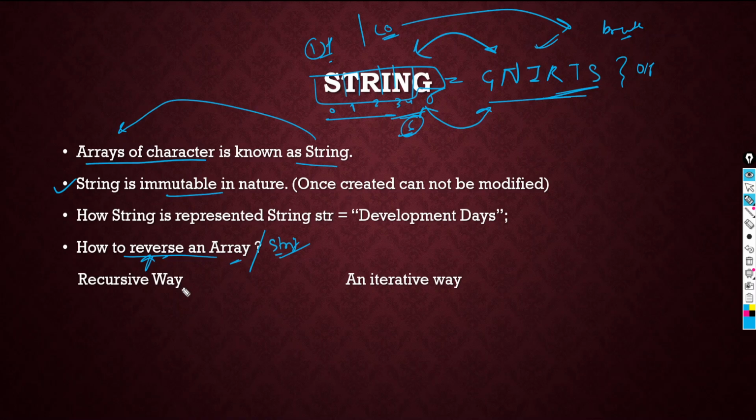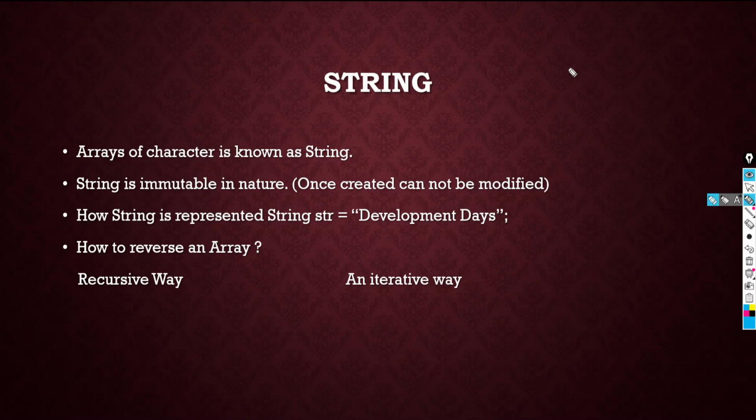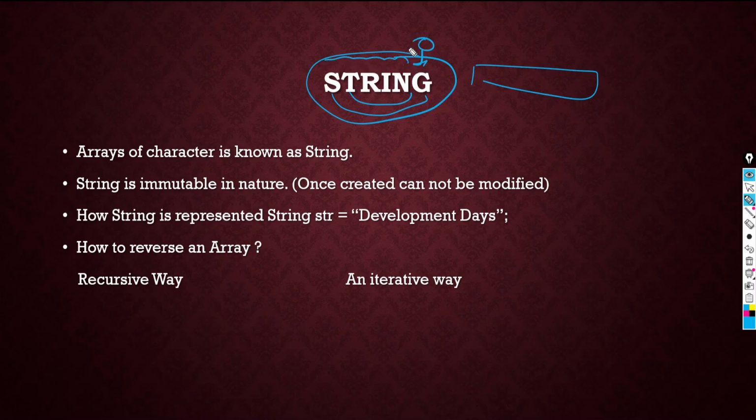Now let me give you two approaches: the recursive way and the iterative way. In the iterative way, you need to swap particular elements, or you create one new array of the same length, put the values from the end position, keep decreasing the end pointer, and place the values into this new array. This is what you can do.